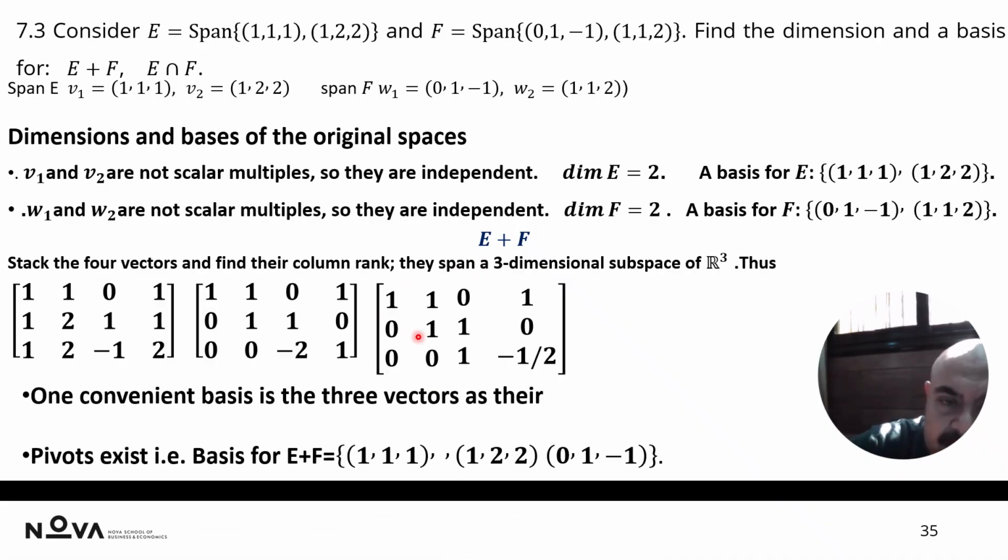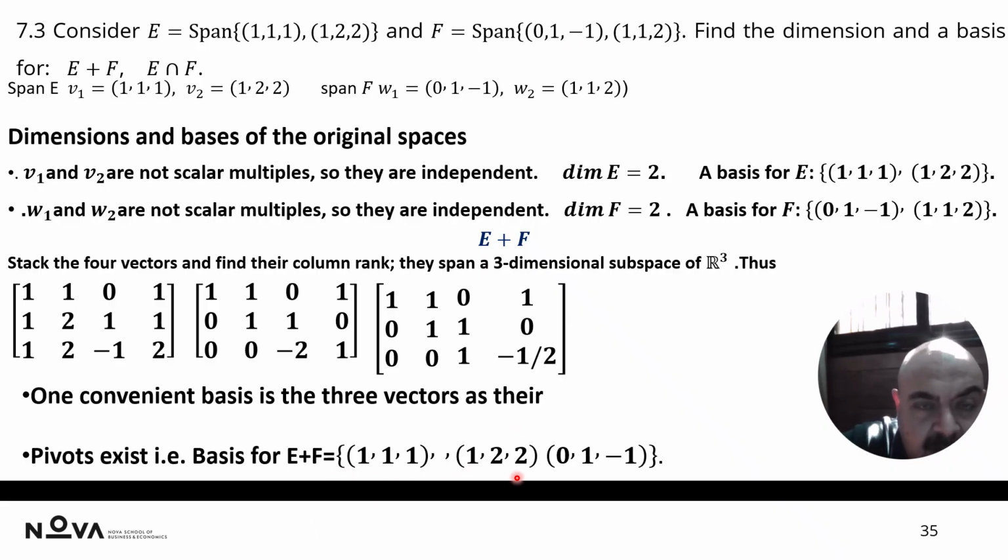The rank is equal to 3, which means I have three vectors out of all those vectors that actually form the basis, and the fourth will be a linear combination of these vectors. I can find the pivot of the first column, the pivot of the second column, the pivot of the third column, which means that the first two plus the first vector from F are the basis for the sum.